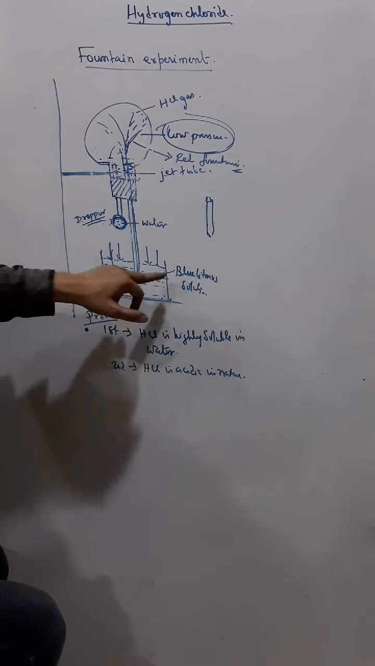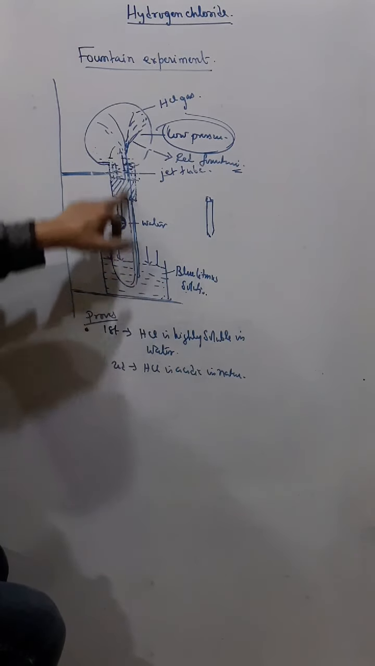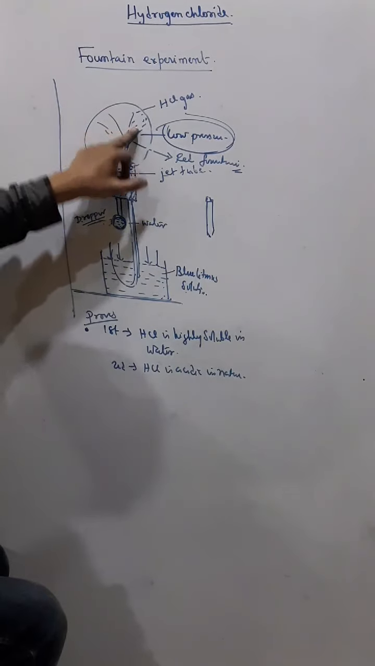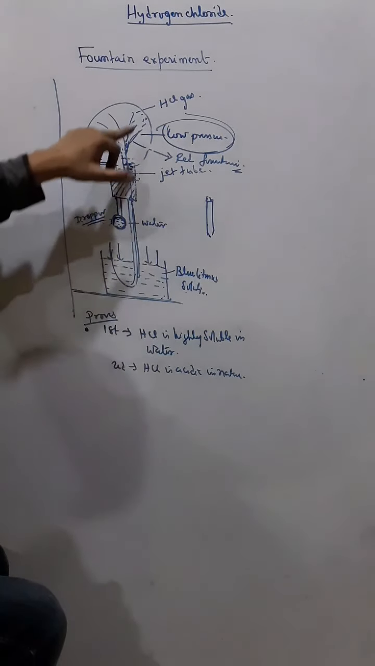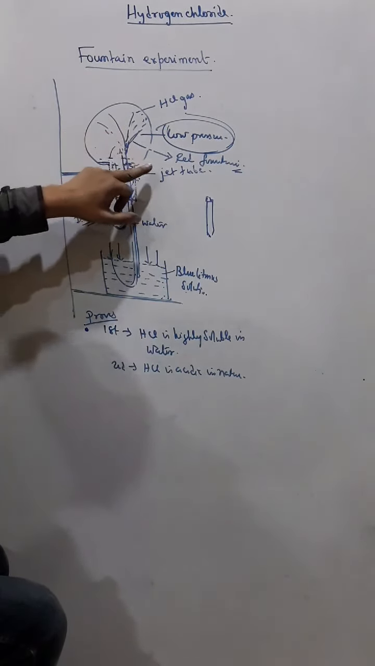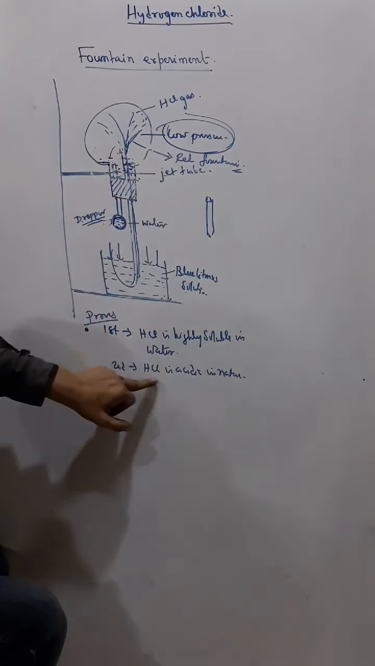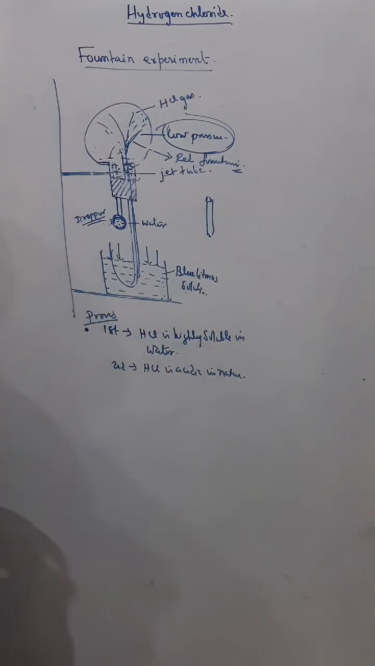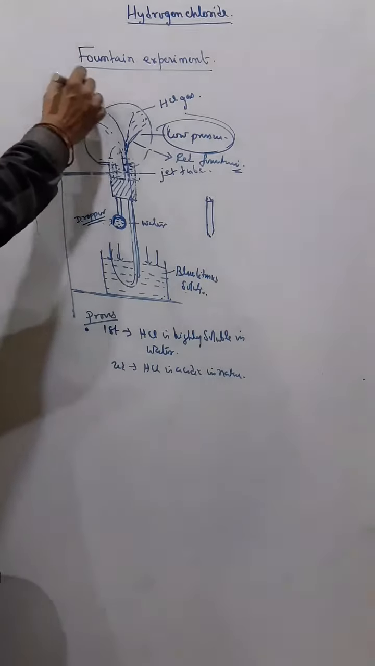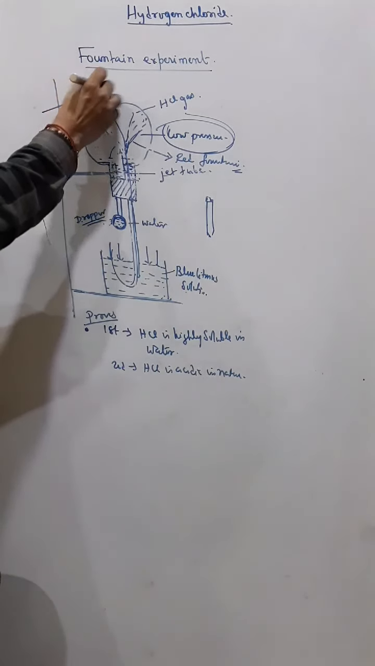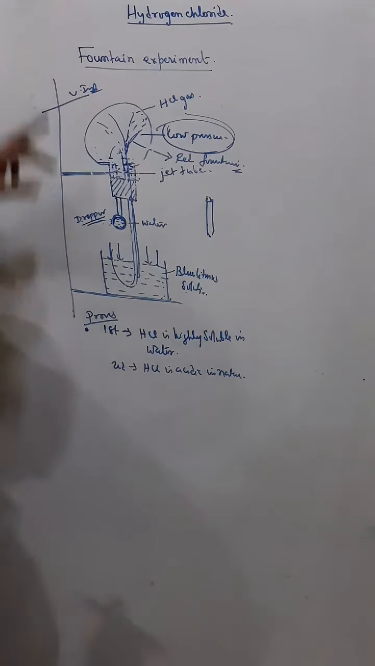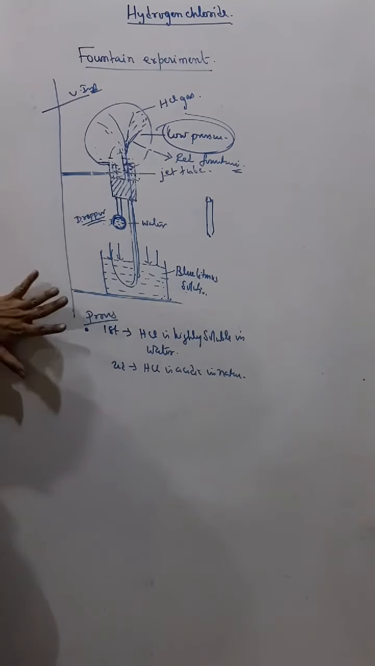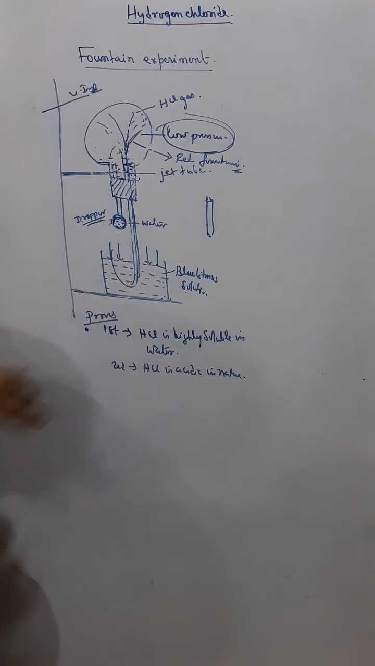And the second is why the blue litmus solution turns into a red fountain: because the blue litmus is turning red, and that is because HCl is acidic in nature. So this is a very important experiment, the fountain experiment. The aim of the fountain experiment is to prove, first, that HCl is highly soluble in water, and second, that HCl is acidic in nature. Okay.